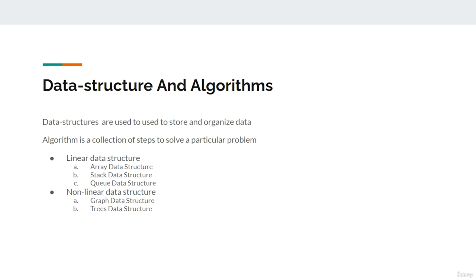Now let us go toward the nonlinear data structure. Unlike linear data structure, the elements in nonlinear data structure are not arranged in any particular sequence. Instead, they are arranged in a hierarchical manner where an element will be connected to one or more elements in a series. Nonlinear data structures are further divided into graphs and trees.